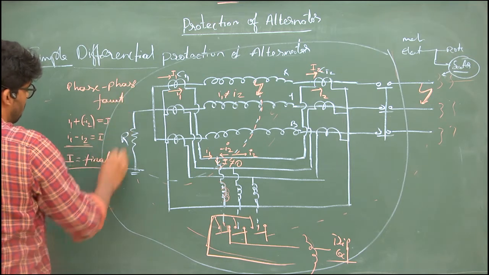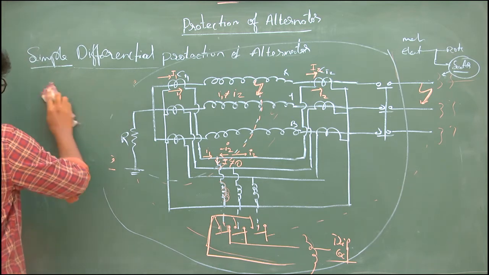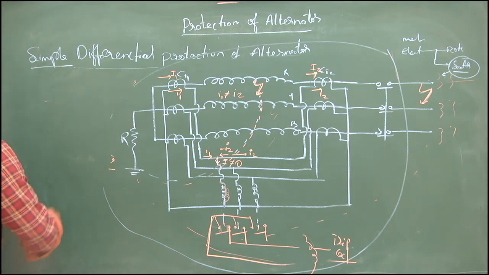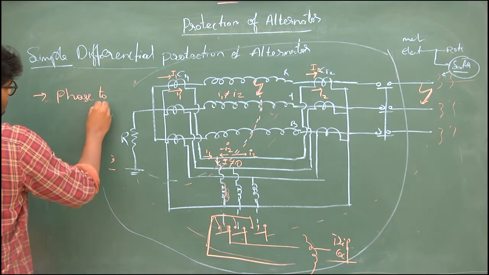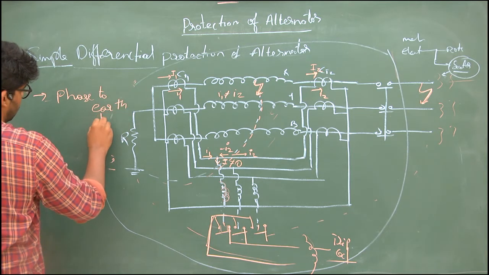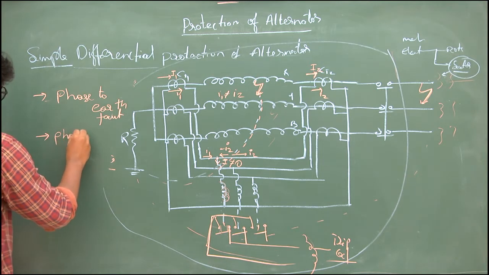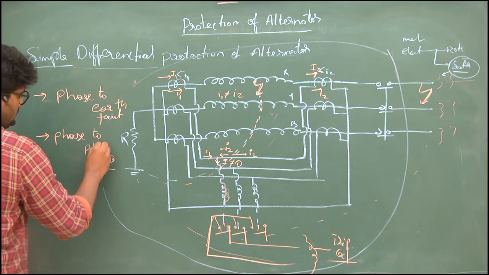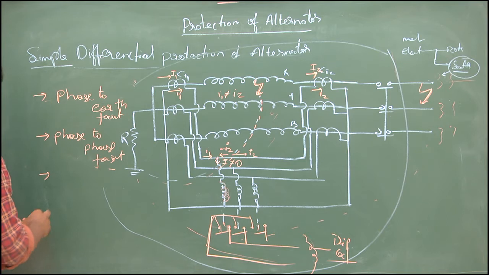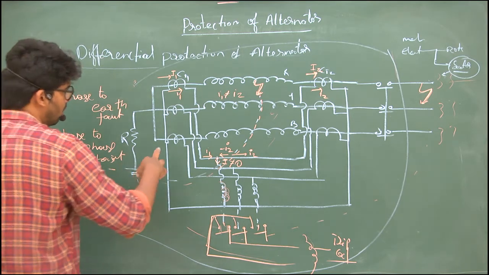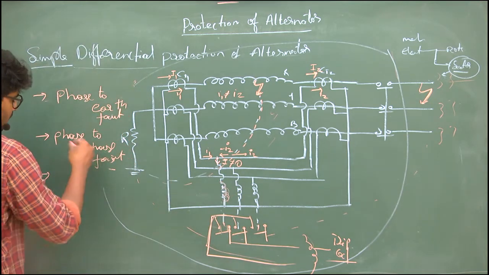Okay. So one more thing, this differential relay will be operated only under two circumstances: when a phase to earth fault occurs, and then a phase to phase fault. And the differential circuit breaker will operate only in the circulating current scheme.